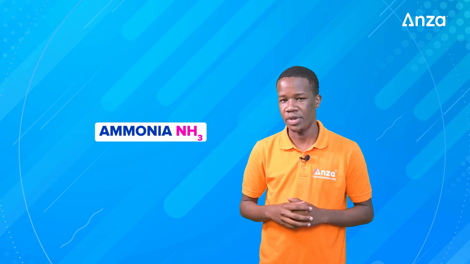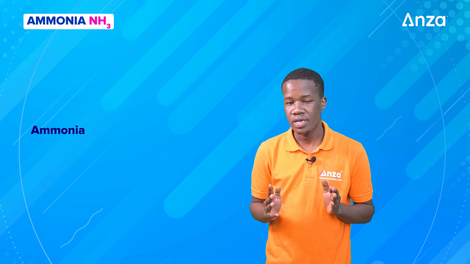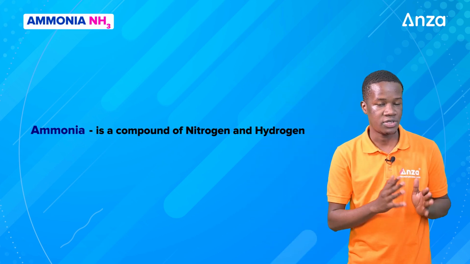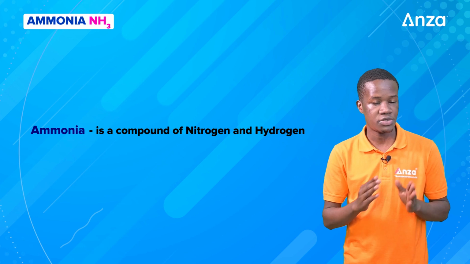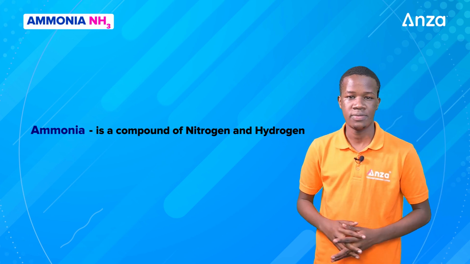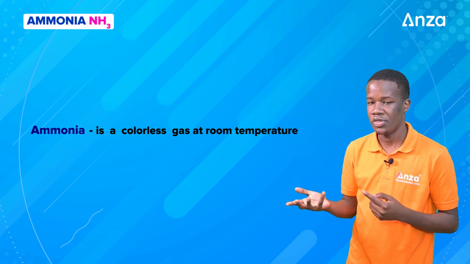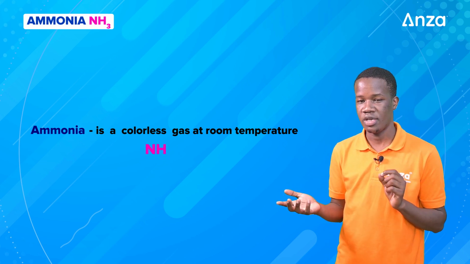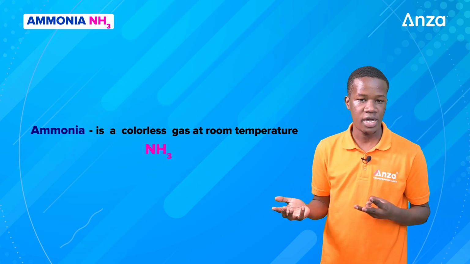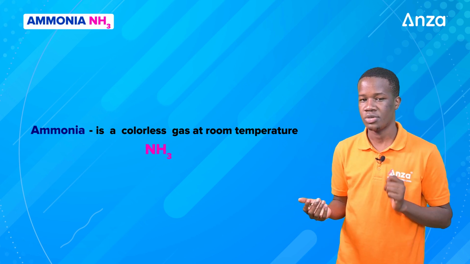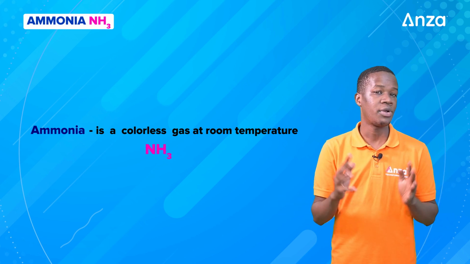In this class, we're going to talk about ammonia. What is this gas ammonia? Ammonia is a compound of nitrogen. It consists of nitrogen and hydrogen. This gas is a colorless gas at room temperature with the chemical formula NH3. We have 3 hydrogen atoms and 1 nitrogen atom forming ammonia.